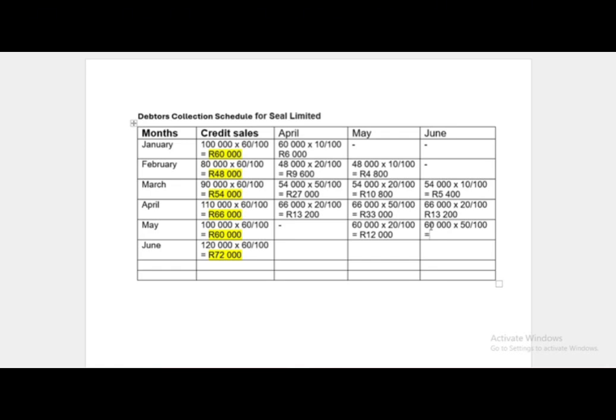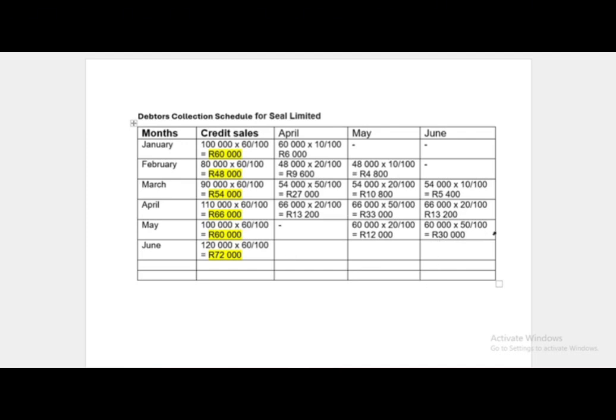60,000 multiplied by 50 divided by 100. So it's 30,000 rent, all right? So we are collecting 30,000 rent in June for May. I don't know if you got that one. Trying to simplify things here. So this is how we do it.